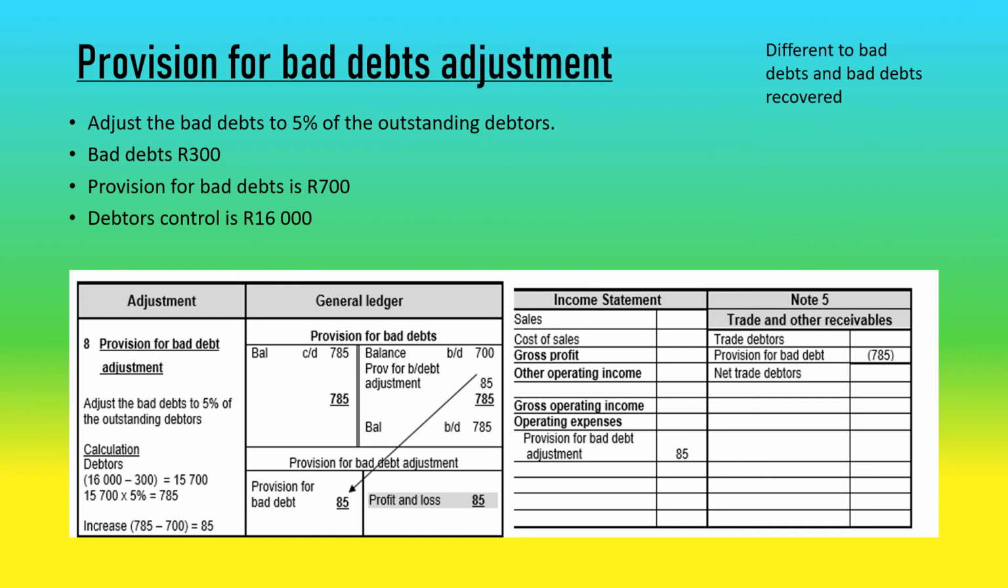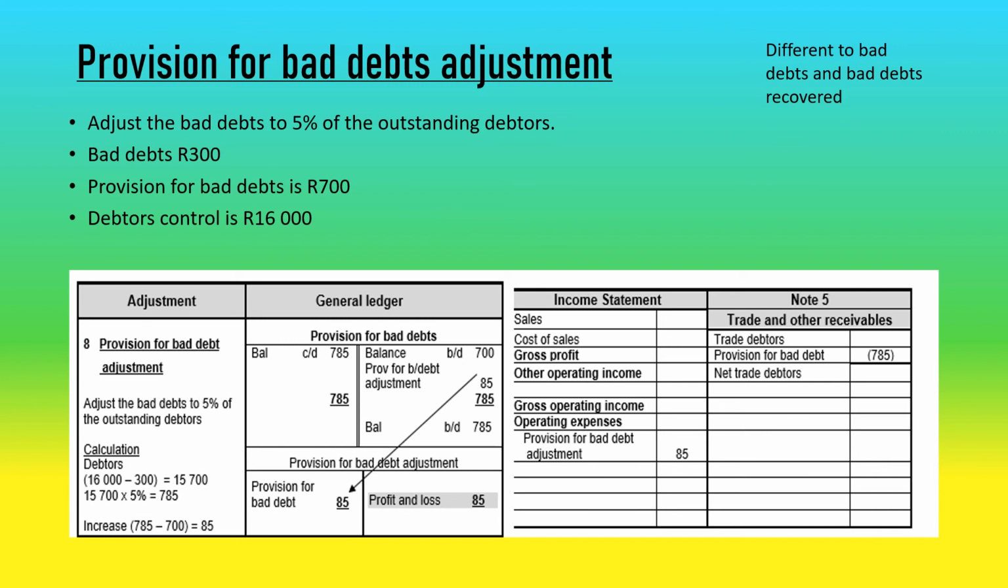Here I have an example of an adjustment for provision for bad debts. Remember, your provision for bad debts is different to your actual bad debts. A provision for bad debts is what it actually says. It's a provision, so just in case somebody does not pay, you've already had a provision in place. So this is different to when an actual bad debt occurs.